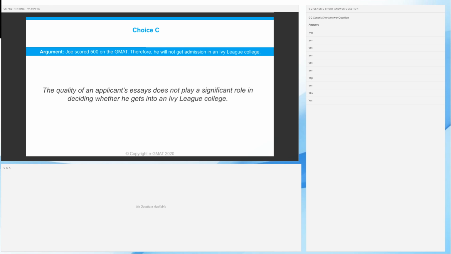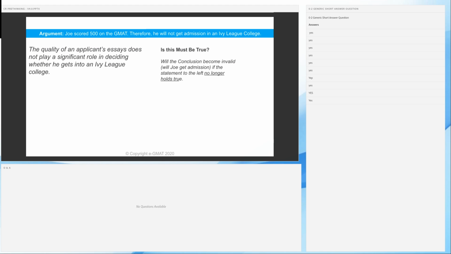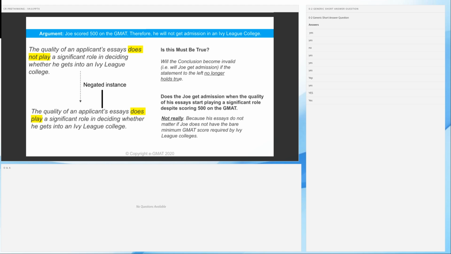Let's look at another answer choice: the quality of an applicant's essays does not play a significant role in deciding whether he gets into an Ivy League college. Let's ask ourselves, is this must be true? Will Joe get admission if this statement is no longer true? If it's no longer true, the quality of an applicant's essays does play a significant role. Now, will Joe get admission if the essays start to become important? Absolutely not, because those essays won't matter if Joe doesn't cross the minimum threshold for the GMAT.